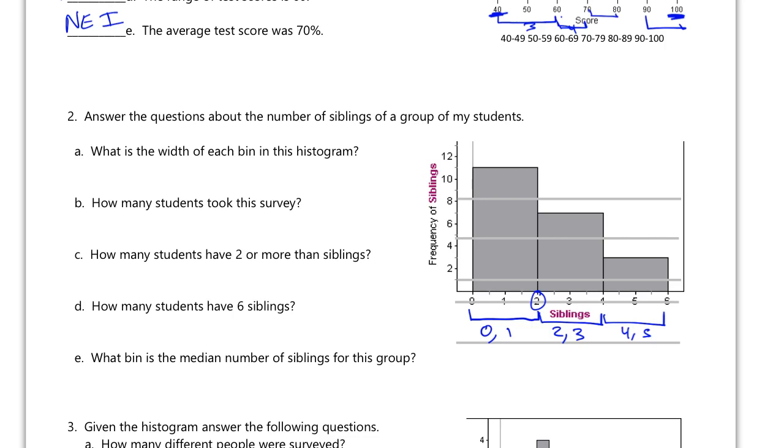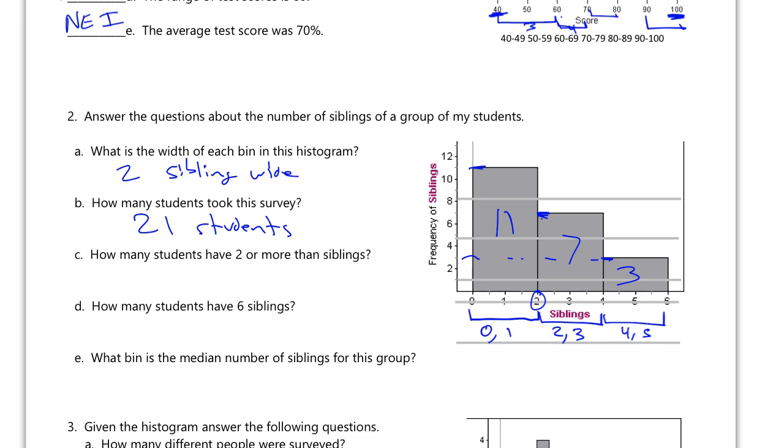For part A, what is the width of each bin? Technically it's 2 siblings wide. And how many students took the survey? Once again, we can count based on the heights. That's 11. This one, it's 7. And that's 3. So 10, 11 is 21. We had 21 students.